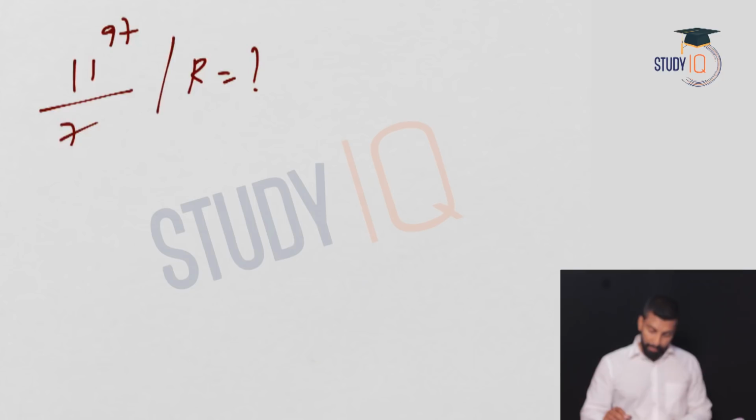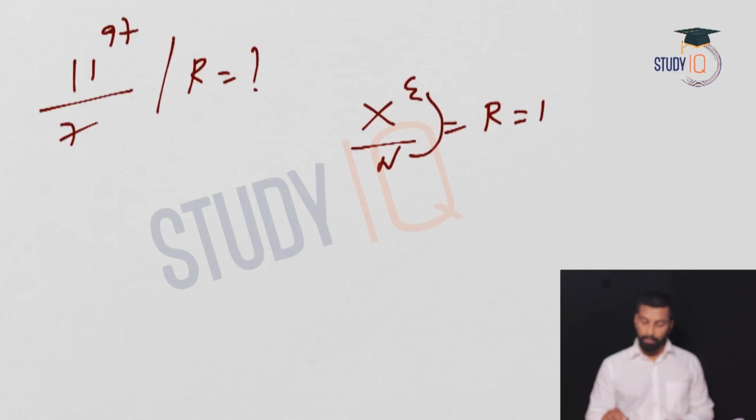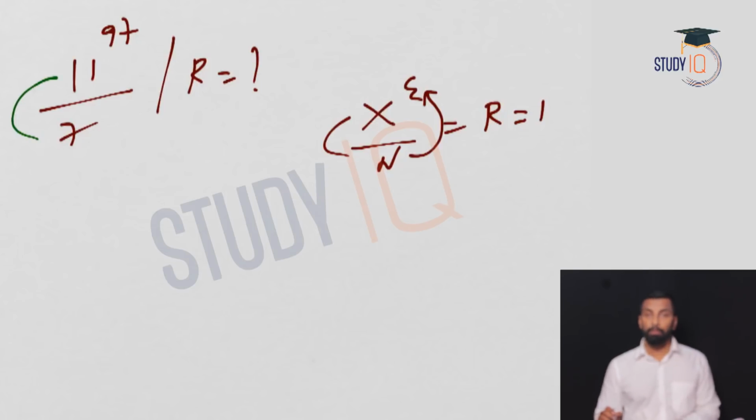Okay. Now, how will you find it faster? I'll give you one more method. Let's take a question from the previous paper: 11 raised to 97 divided by 7. What is the remainder? We know Fermat's theorem: X raised to e divided by n will give you remainder 1. The condition is that e is the Euler's number of n, and these two are coprimes. Here, you can see these are coprimes.